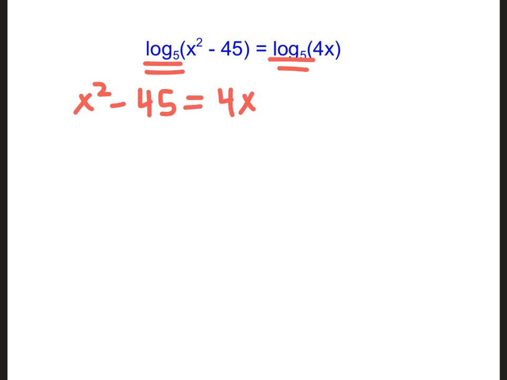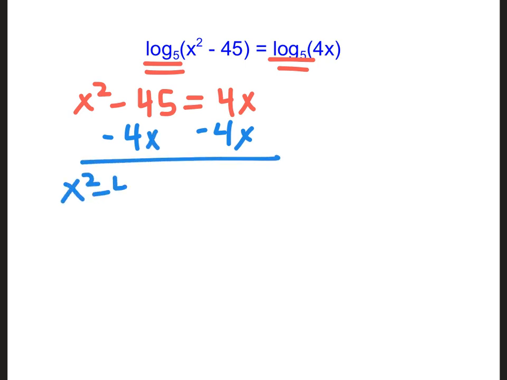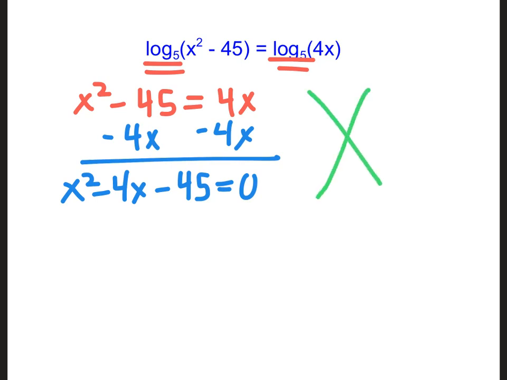Again, I want to move that 4x to the left side, so I'm going to subtract 4x from both sides. And we get x squared minus 4x minus 45 equals 0. Again, at this point, I'm going to set up my x method. We're looking for something that multiplies to c, which is -45, and adds to b, so adds to -4. So what can I get to multiply to -45, add to -4?